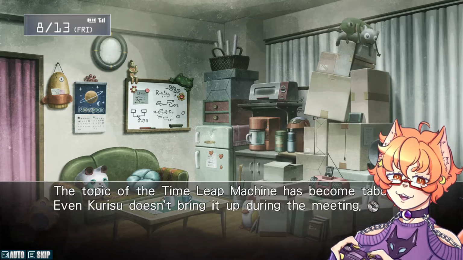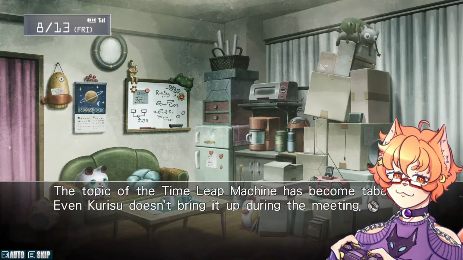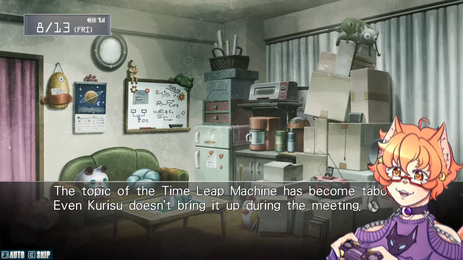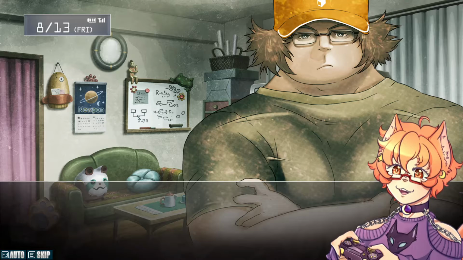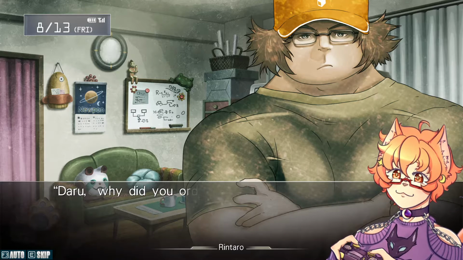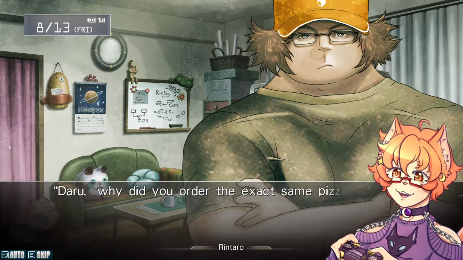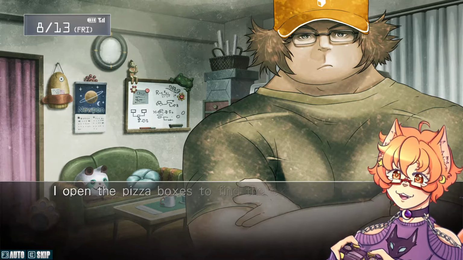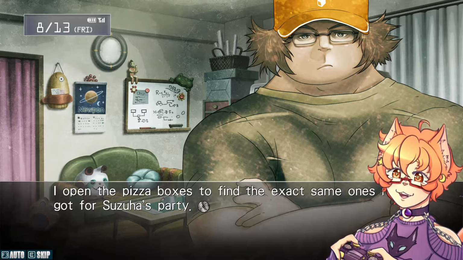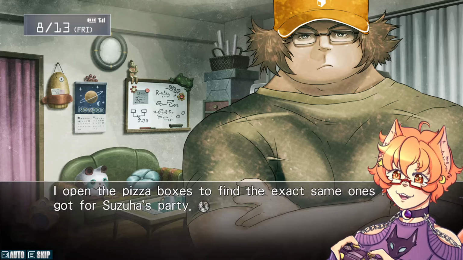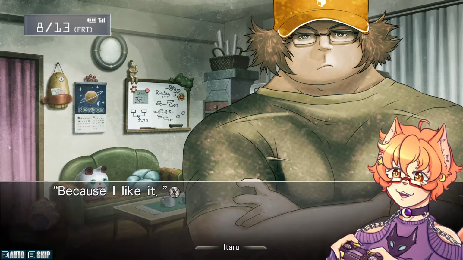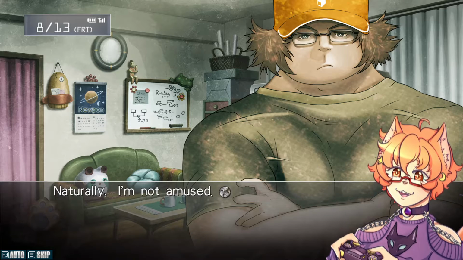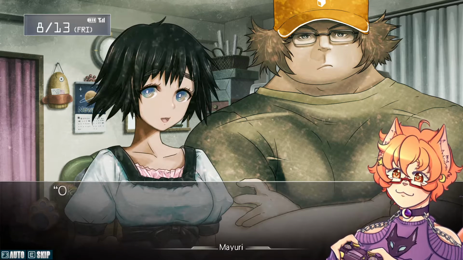What if somebody messes with it? You don't know. The topic of the time leap machine has become taboo. Even Kurisu doesn't bring it up during the meeting. Daru, why did you order the exact same pizza as before? I opened the pizza boxes to find the exact same ones he got for Suzuha's party. Because I like it. Naturally, I'm not amused.